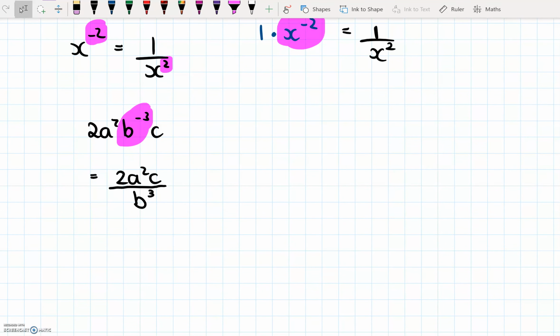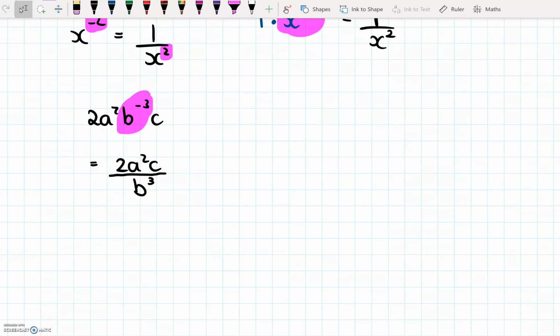All right, now there is one more thing that we need to look at here. And that's actually that sometimes your x to the power of minus 2 might be on the bottom. So for example, if we had 1 over x to the power of minus 2, what do we do? Because we don't like these negative exponents. We don't want them to be there. We want them to be positive, because a negative exponent doesn't really mean anything to us. We want to make that positive.